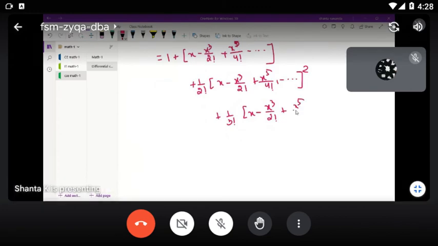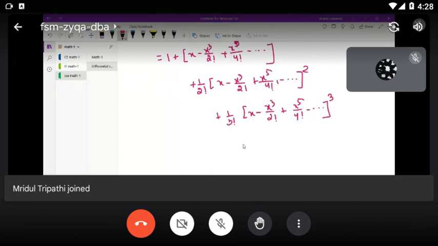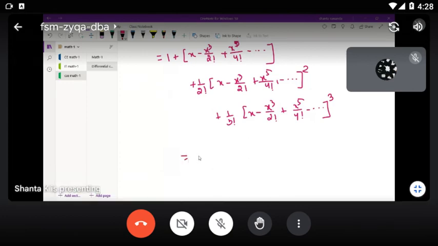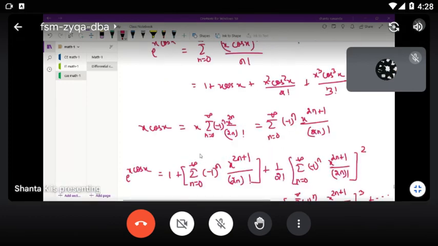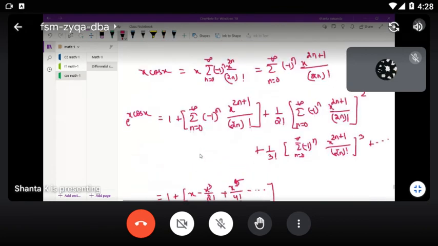Ma'am, have I cleared those two things? I have written it directly. Yes, ma'am. So I'm writing the answer, you will do the calculation. So what is the answer? 1 plus x square by 2.